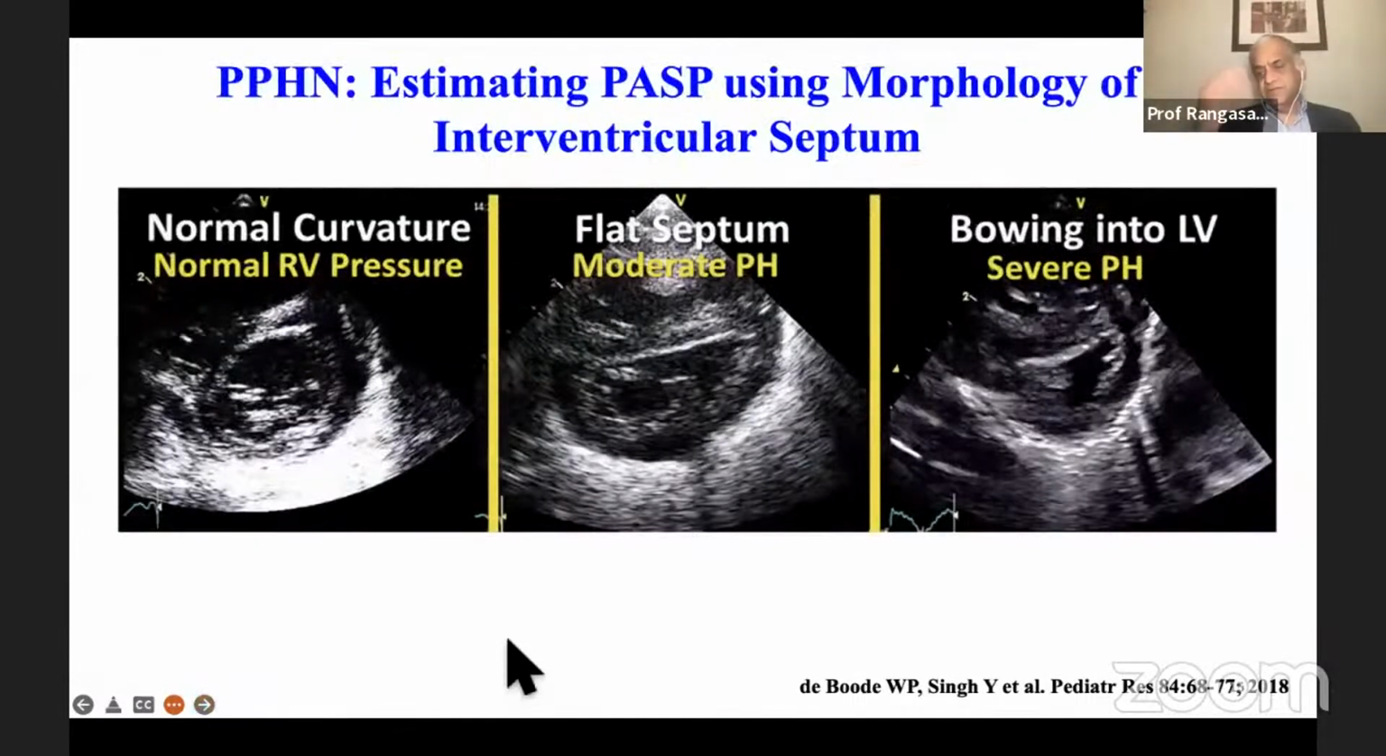You can also look at the short axis and look at the septum. This is a nice mitral valve with a rounded septum. Here the septum is getting flat, almost looks like the letter D, or severe bowing of the septum into the left ventricle. Now the right ventricle is hugely dilated, and right ventricular pressure is very high. It's also going to decrease left ventricular filling and lead to decreased cardiac output.